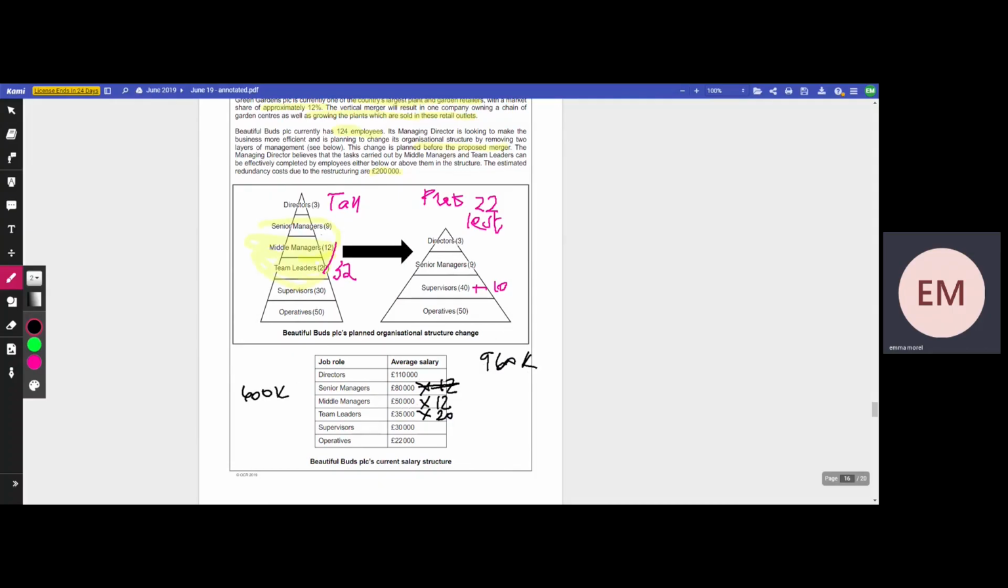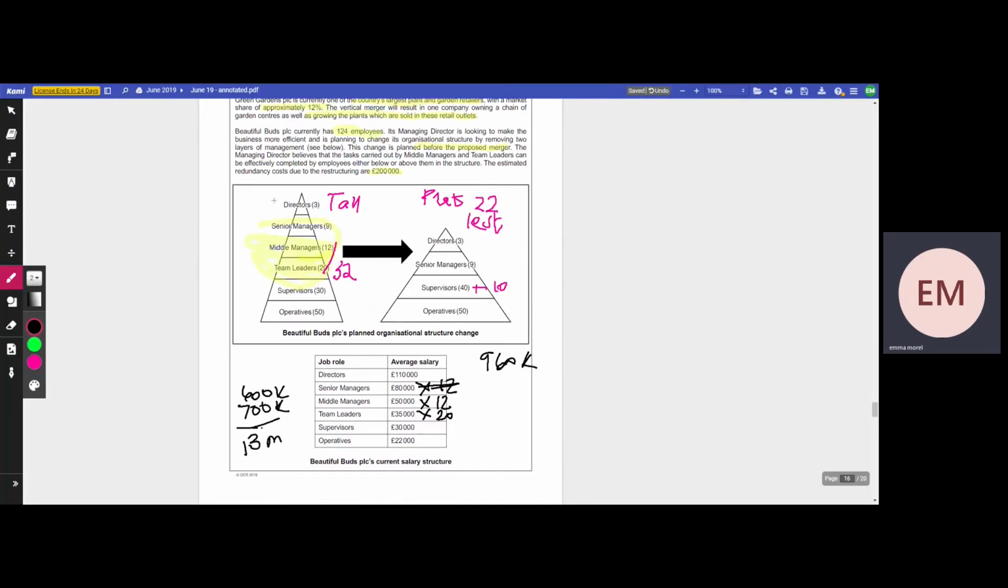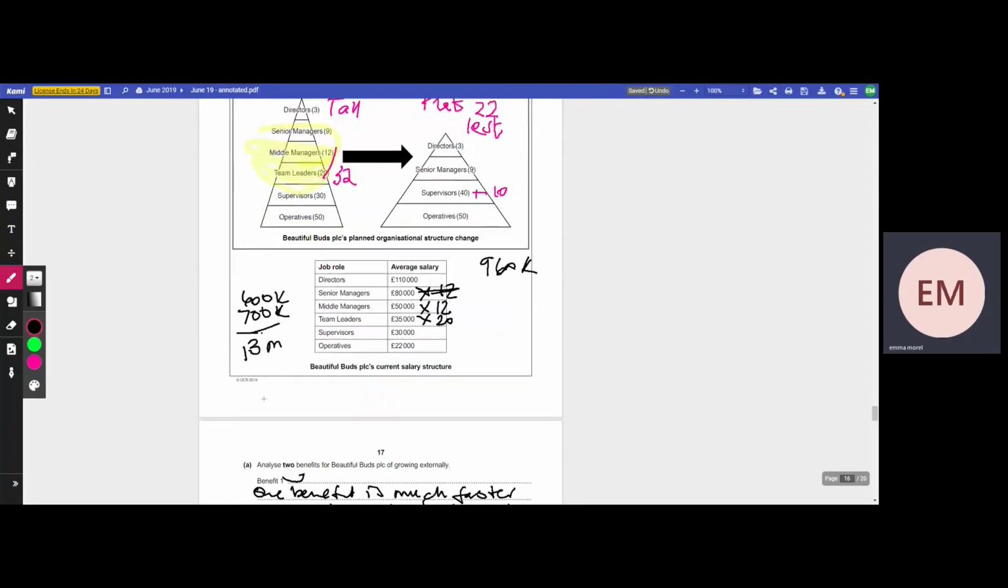And then the team leaders are 35,000, and we're getting rid of 20 of those. So that's 700,000. Just check that's right. So 12 lots of 50,000, 20 lots of 35,000. So that gives us 1.3 million. But we need to remember that actually restructuring costs are 200,000. So we've got to take off the 200,000 as well, which leaves us with 1.1.